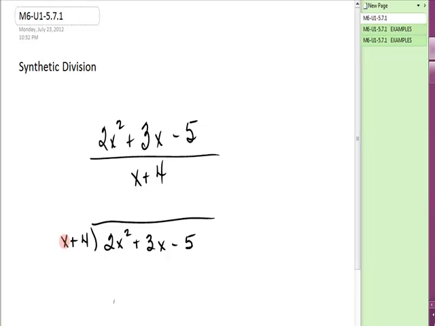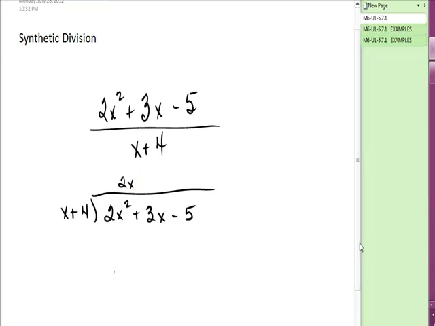I would say, what do you have to multiply x by to get 2x squared? You would say 2x. 2x times x is 2x squared. 2x times 4 is 8x. You would start to subtract, and remember that you had to change signs. That's gone. I have negative 5x, and I bring down the minus 5. Then say, what would you have to multiply x by to get negative 5x? The answer would be negative 5. Negative 5 times x is negative 5x. Negative 5 times 4 is negative 20.